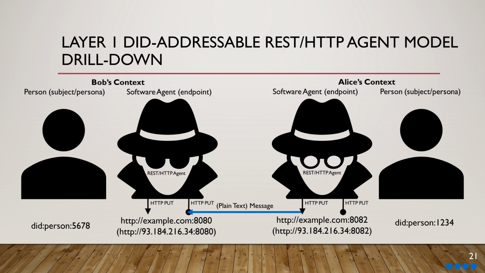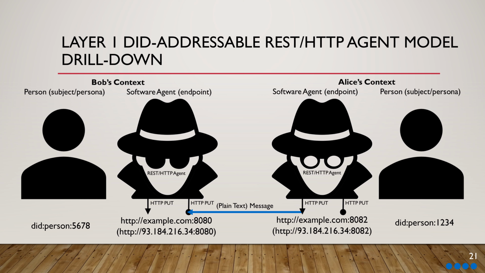We have Alice on the right, Bob on the left. Alice has a personification in terms of Alice being a person. She represents the sender, a subject within this example. And on the left we have Bob. Bob has his personification on the far left, and Bob as well as Alice both have a software agent that are capable of representing them or acting on their behalf.